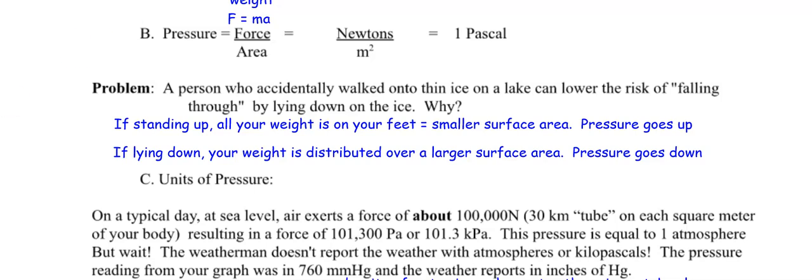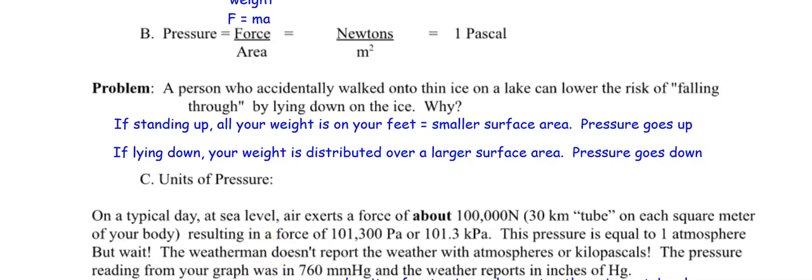Okay, where did that come from? It came from up here. Newtons: 1 newton over a square meter is 1 pascal. So if I had 100,000 newtons over a square meter, that'd be 100,000 pascals. This pressure is equal to 1 atmosphere. But wait, the weatherman doesn't report weather with atmospheres or kilopascals. The pressure is about 760 millimeters of mercury, and the weather reports in inches of mercury.